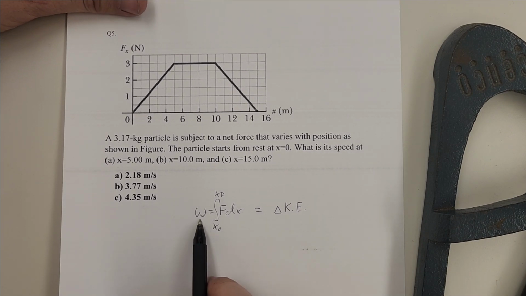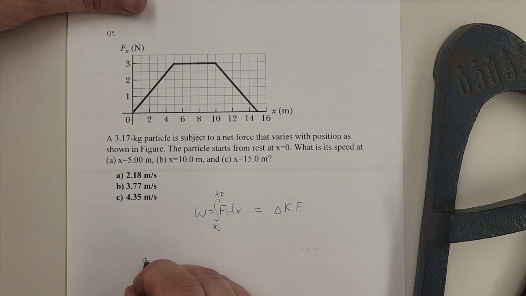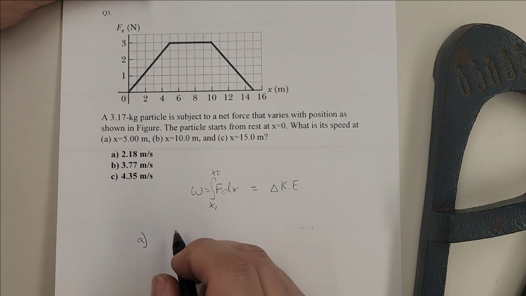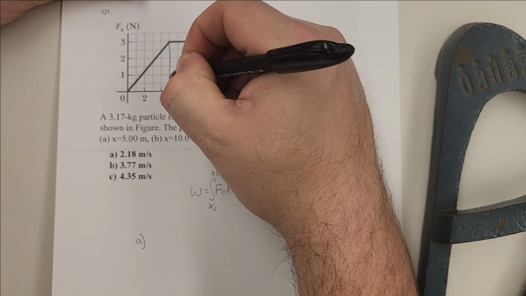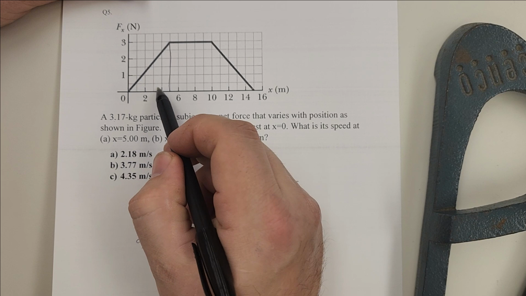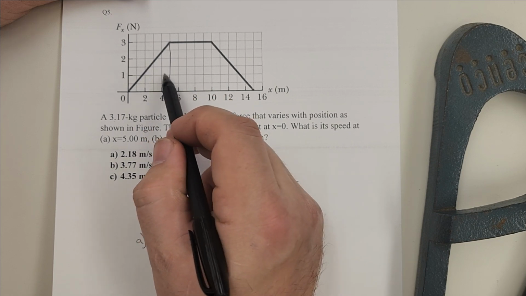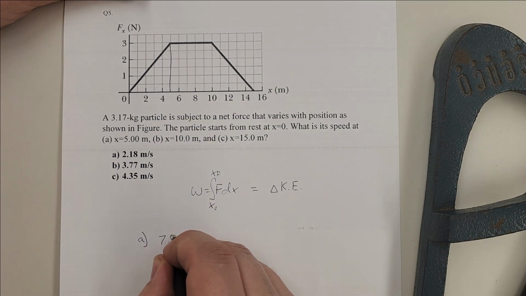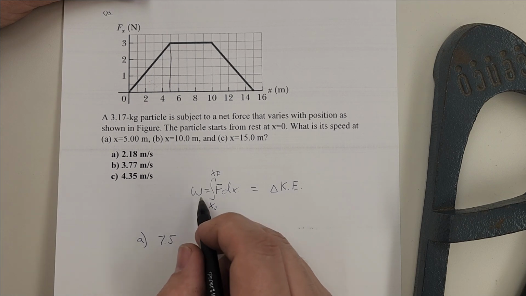So first we need to figure out the work. It's the same as the previous problem in question 2. For A, the work done would just be the area underneath the curve, which would be 1/2 times 5 times 3, so this would be 7.5 joules of work. Okay, so that's our work.